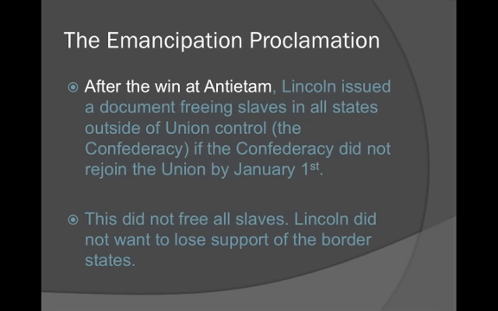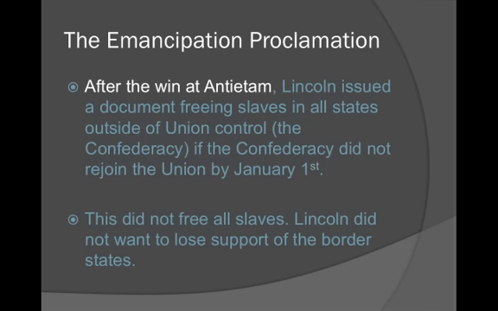As mentioned with your notes on Antietam, Antietam gave Lincoln the confidence to issue a document that would begin the freeing of slaves. This document freed slaves in all states outside of the Union control, so the Confederacy, and this would go into place if the Confederacy did not rejoin the Union by January 1st. Lincoln did not free all slaves at this point because he didn't want to lose support of those border states like Maryland and Kentucky that stayed with the Union even though they were slave states.